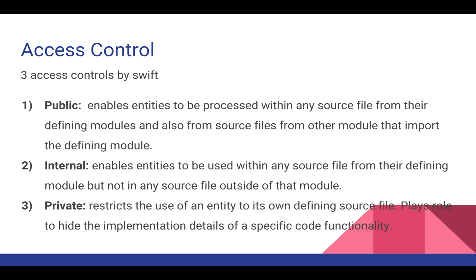Internal access enables entities to be used within any source file from their defining module, but not in any other source file outside of that module. You use internal access when defining a framework's internal structure. Private access restricts the use of an entity to the enclosing declaration and to extensions of that declaration that are in the same file. Use private access to hide the implementation details of a specific piece of functionality when those details are used only within a single declaration.